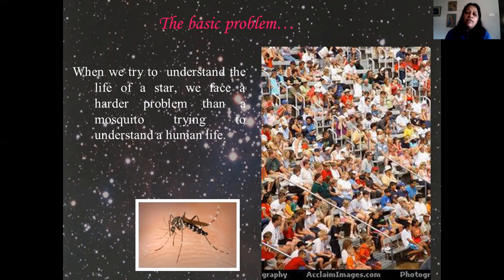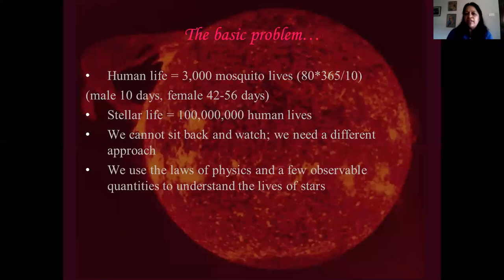If we try to understand the life of a star, it's actually very similar to a mosquito trying to understand human life. For example, you're looking at this bunch of people over here, and you're this mosquito over here, and how will this mosquito be able to figure out the life cycle of these human beings?